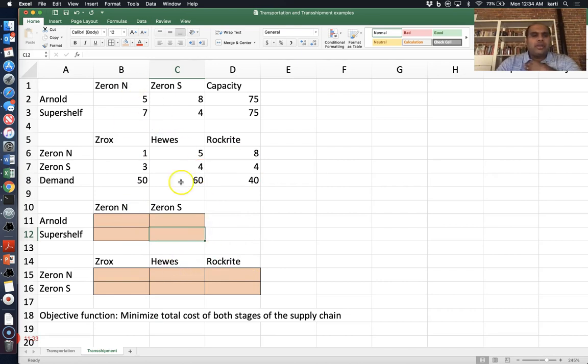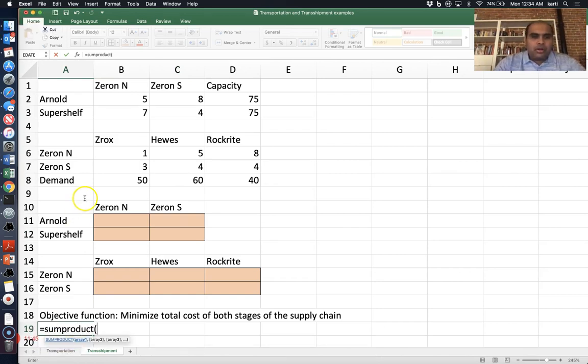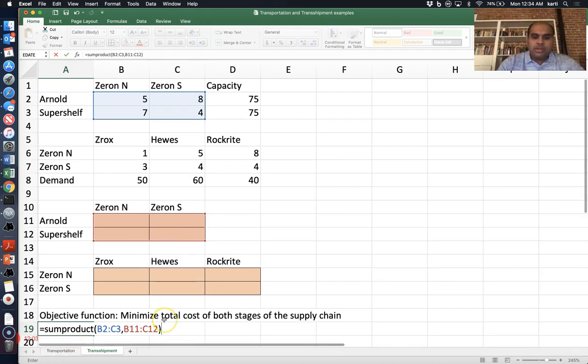So what we can do is write the total cost for the two stages as two separate sum product functions, and we can add them up. So sum product of the costs of transporting from the manufacturers to Xeron North and Xeron South times the corresponding decision variables. So we multiply the corresponding values and then add them up, sum of products, plus, so this is the cost of the first part of the supply chain plus the cost of the second part of the supply chain.